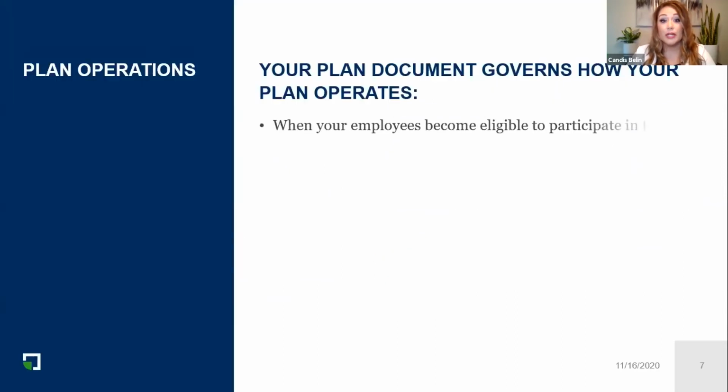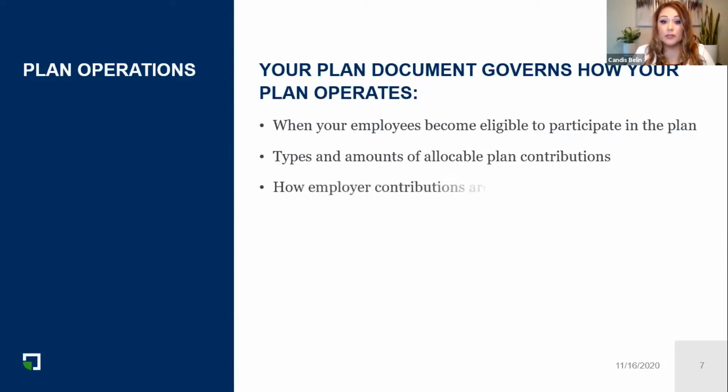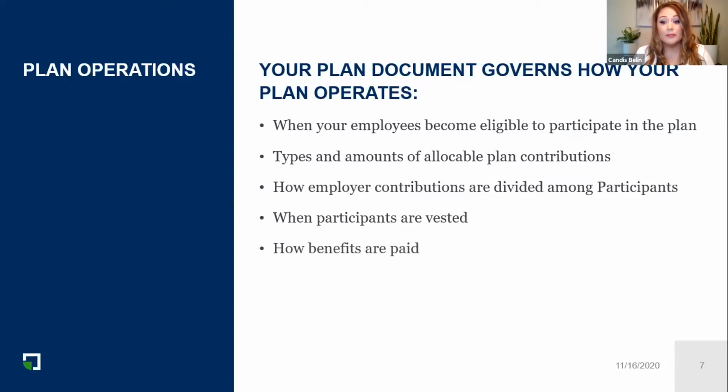So let's get into plan operations. Your plan document, as I mentioned, governs how you operate your plan. It describes things such as when your employees become eligible, the types and amount of contributions and how they're divided among participants. It also describes when participants are vested and how benefits are paid.